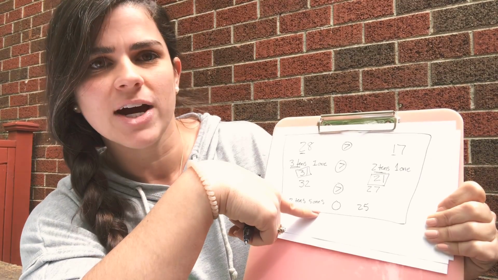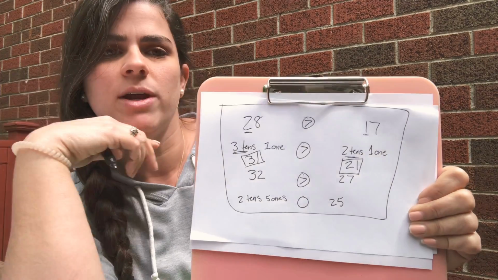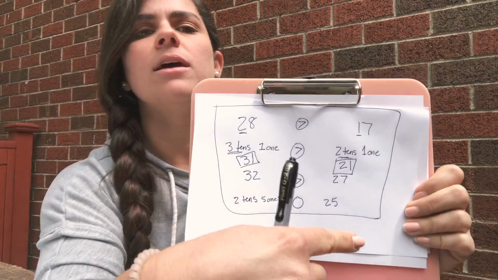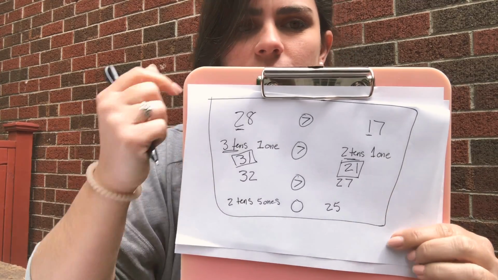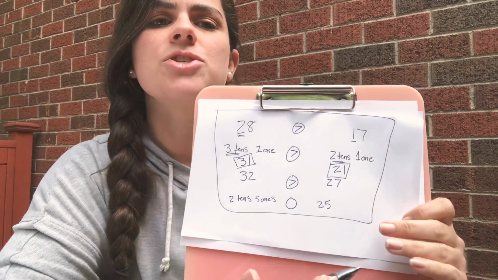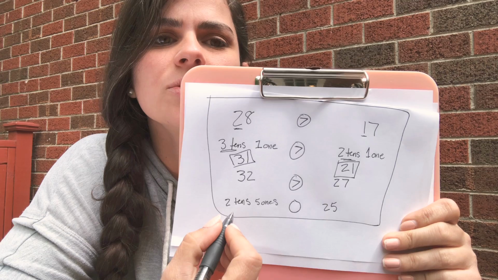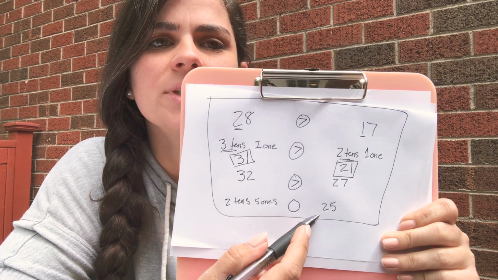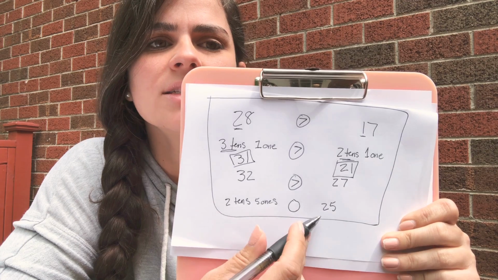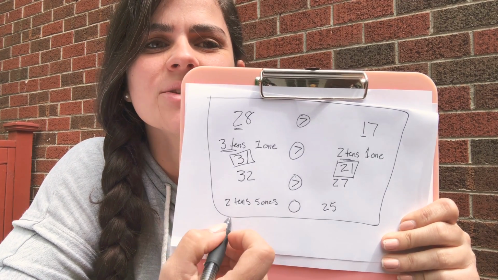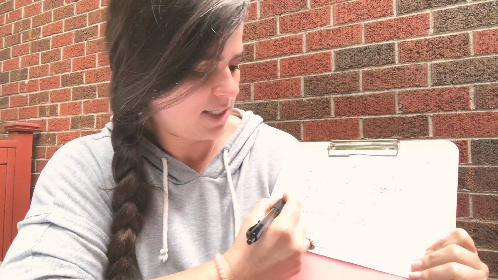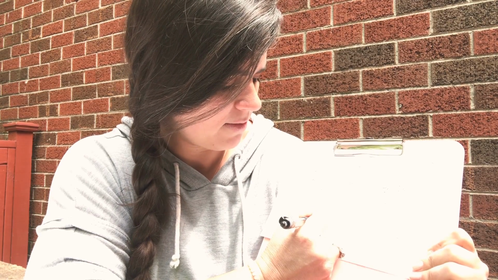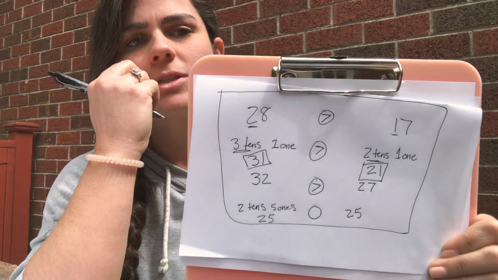2 tens, 5 ones, and 25. 2 tens, 5 ones against 25. Which one is greater? This one is tricky. It has 2 tens, and this one has 2 tens. 5 ones, and this one has 5 ones. So what number is 2 tens, 5 ones? Put my 2 in my tens place, 5 in my ones place. This number is also 25.